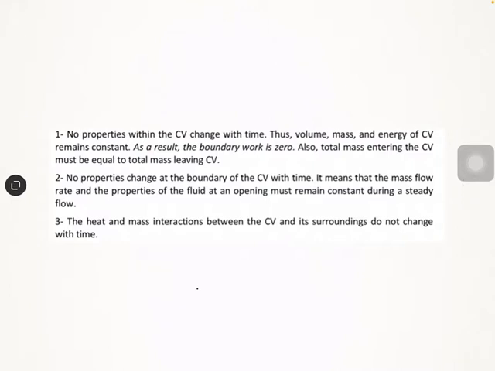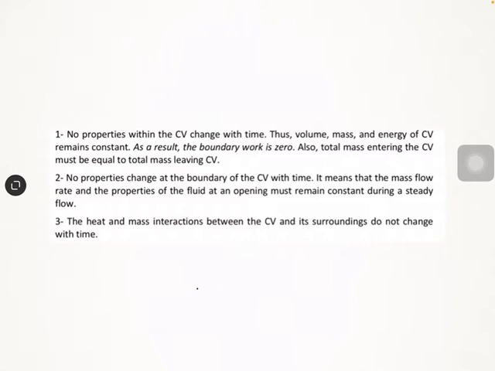So, for the steady flow process, there are considerations. Number 1, no properties within the control volume change with time. Thus, the volume, mass, and energy of the control volume remain constant. As a result, the boundary work is zero. Also, the total mass entering the control volume must be equal to the mass leaving the control volume.